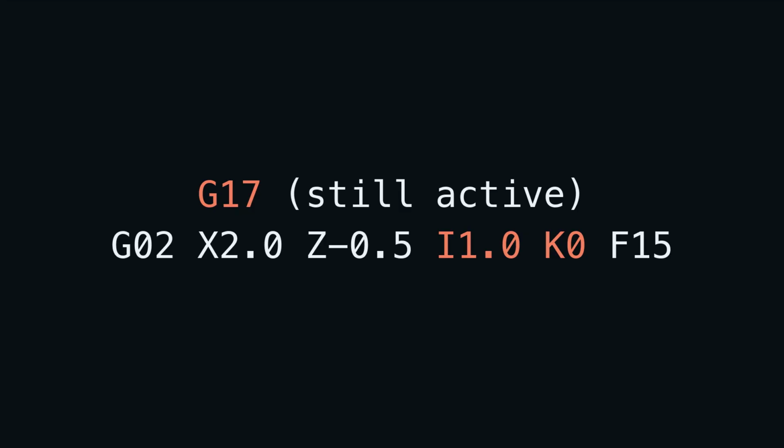And here's the tell. The arc uses I and K. I and K mean XZ. If the plane is G17, that block is either an alarm or a wrong plane cut, depending on your control.